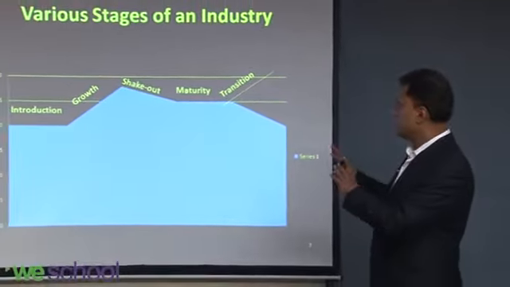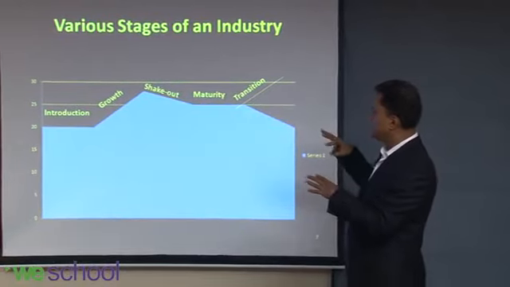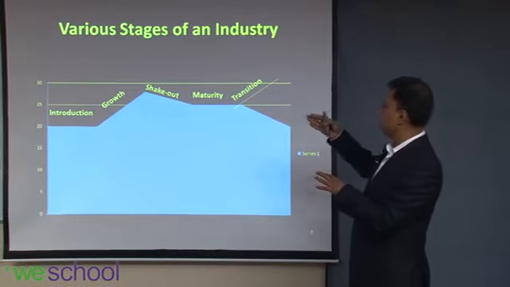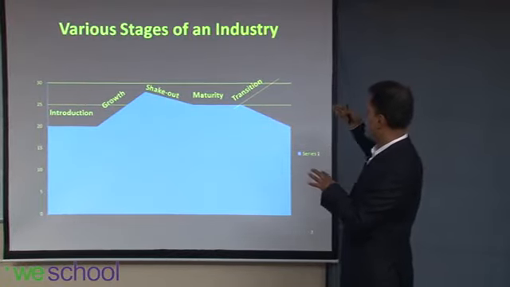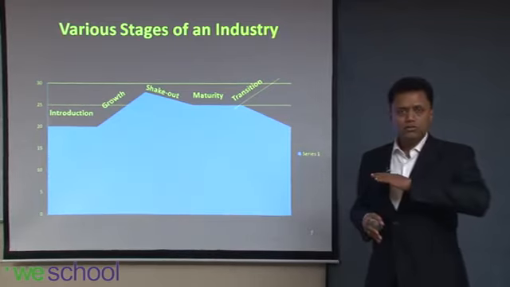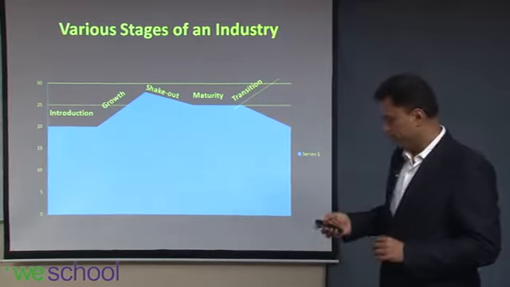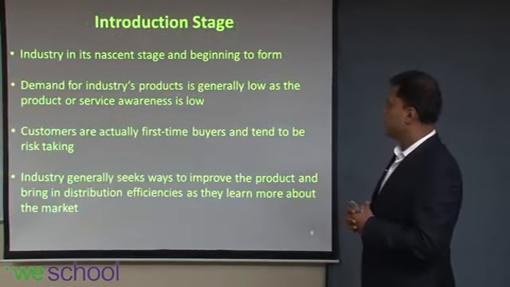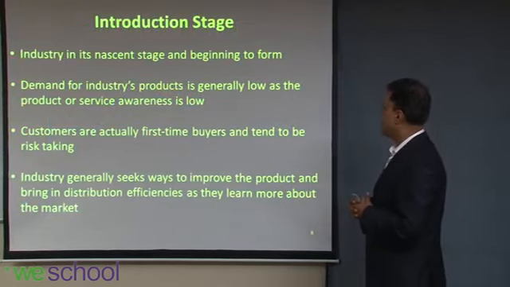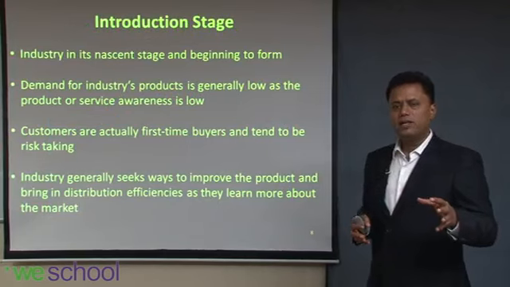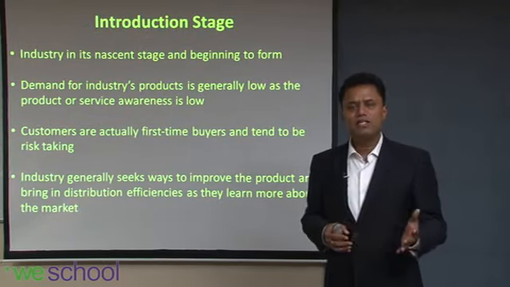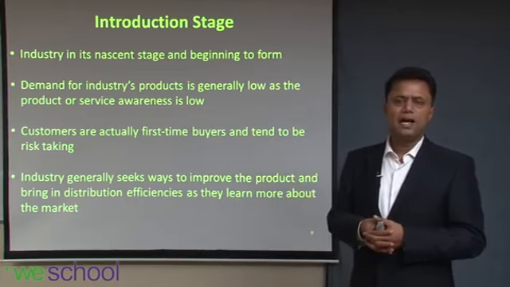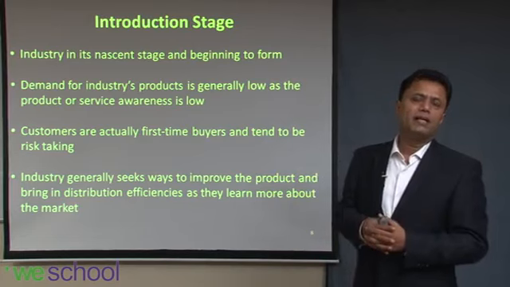So this is a framework of how an industry goes from inception to growth to shakeout, maturity, and transition and transformation. So this is how the industry works. This is applicable for any industry. Let's talk about the introduction stage. Industry is in its nascent stage and beginning to form. That's where, like, the Government of India gave licenses for starting mobile companies. The mobile telecom industry started happening. The IT industry happened way back in the 80s.